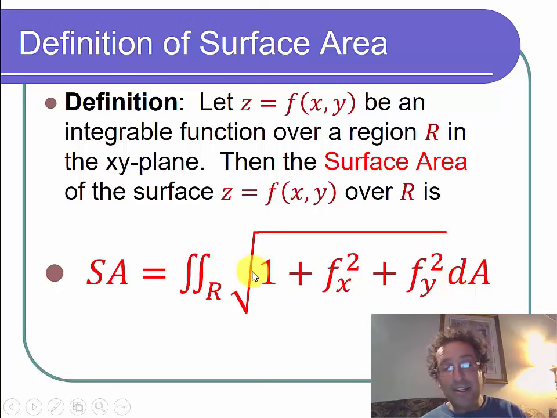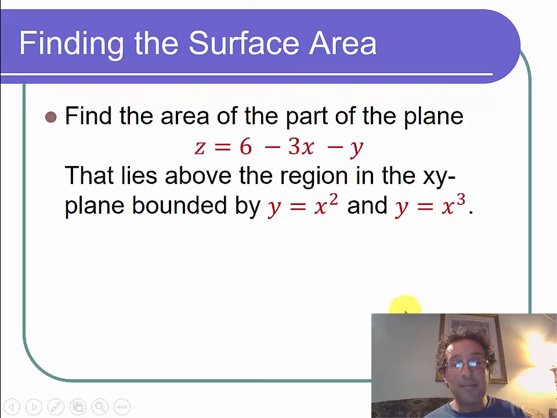So we found the area of one of the parallelograms. We do the addition of all of them. We take a limit, and that gives us our double integral. So that is the important concept of this entire lesson. And that is that the surface area is the double integral over the region of the square root of 1 plus f x squared plus f y squared times dA. So now all that's left is to apply this to some examples.